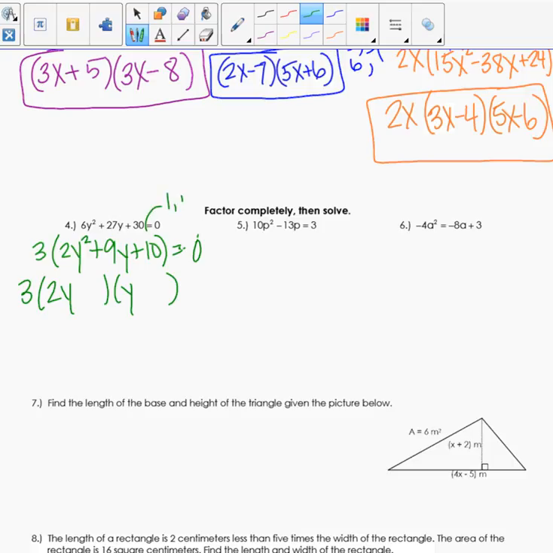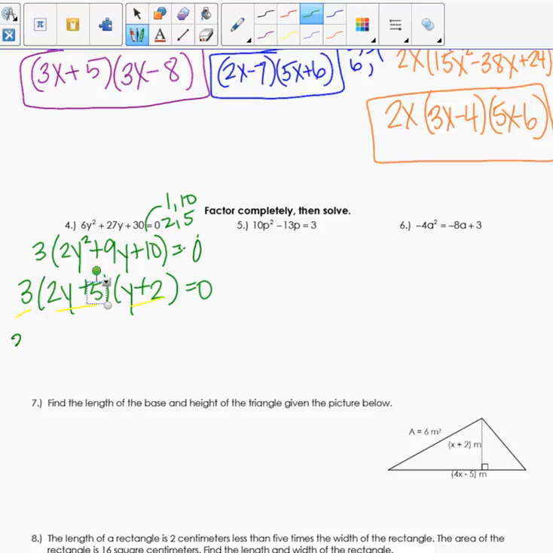This is either going to be 1 and 10 or 2 and 5, but both of my signs have to be plus. So I'm going to use 5 and 2. I'm going to put my 5 here and my 2 here. 2y times y is 2y squared. 4y plus 5y is 9y. 5 times 2 is 10. Beautiful. We got 3 factors there.